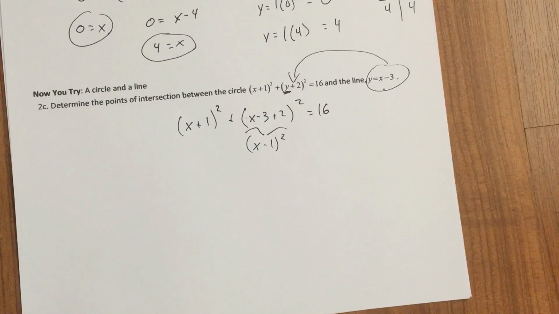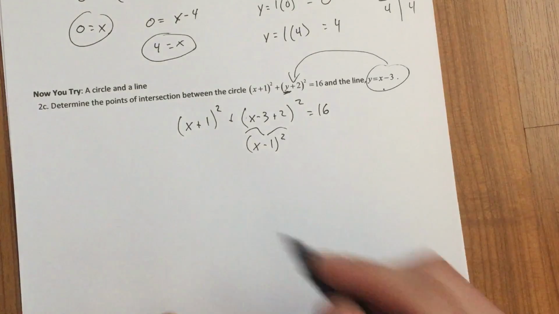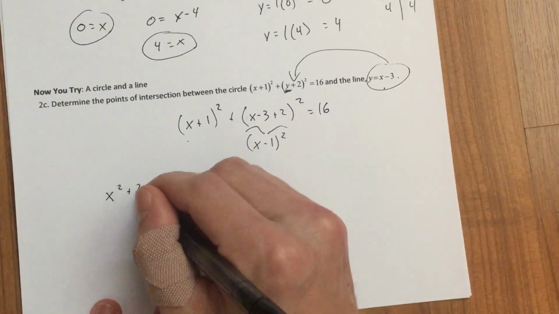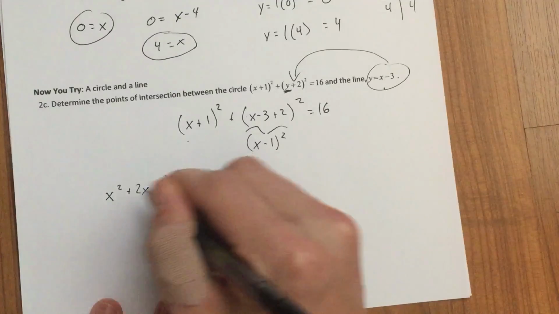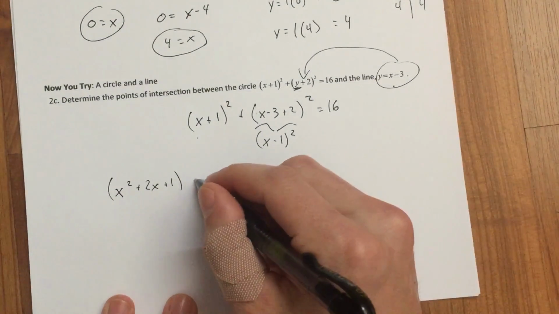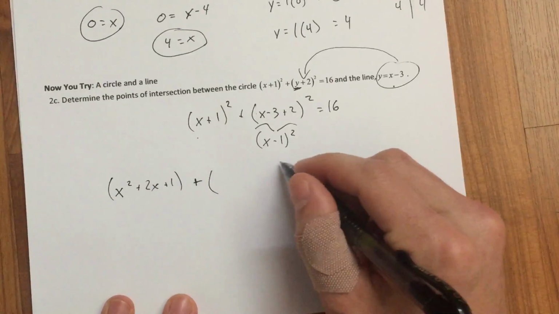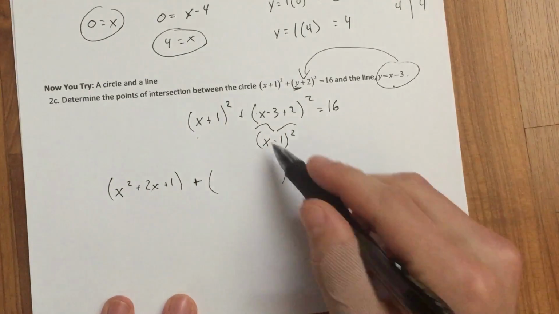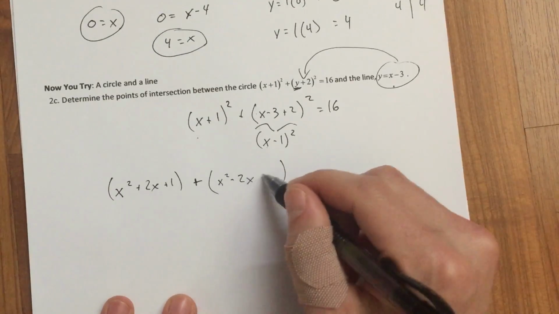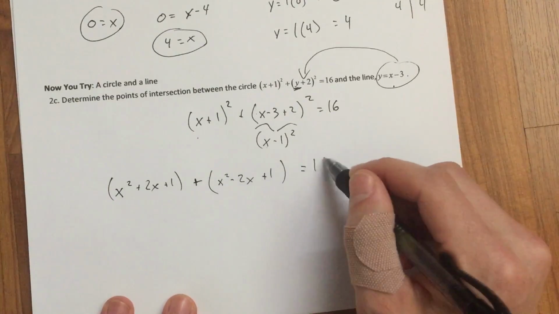Now, in order to solve for my point of intersection on this problem, I would have to do my binomial multiplication, or my foiling, for each of these parentheses. (x plus 1) squared becomes x squared plus 2x plus 1. I'm just keeping these parentheses to separate them. We don't really need the parentheses at this point, but I'm trying to emphasize the 2 different groups. (x minus 1) squared is x squared minus 2x plus 1. It's still all equals 16.